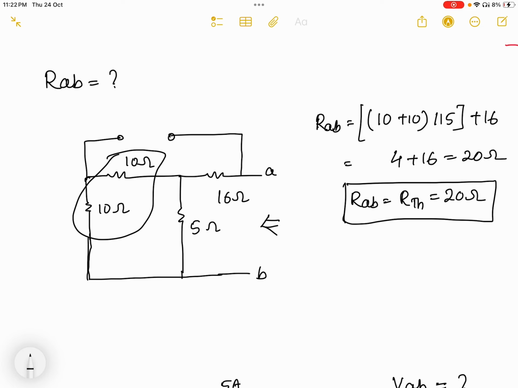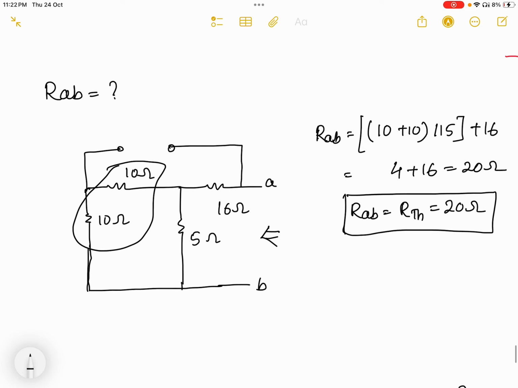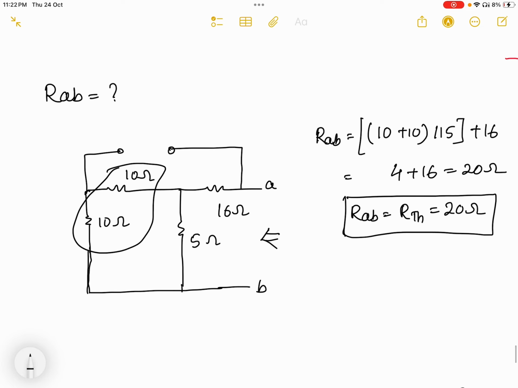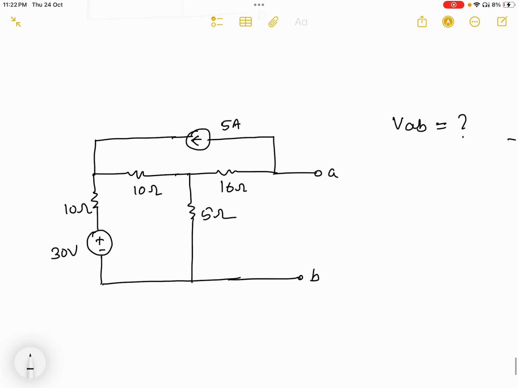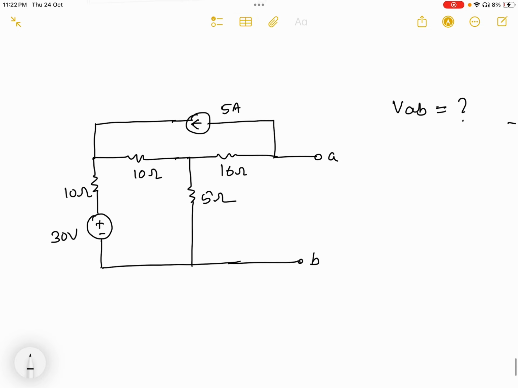Once you get R Thevenin, then we can move to finding V Thevenin. When we find V Thevenin, we need to draw the circuit again. Here I have drawn the circuit again with all the voltage and current sources. Now I need to find the voltage between A and B. I want to find VAB, which means A has the higher potential and B has the lower potential, so I'll mark A and B.